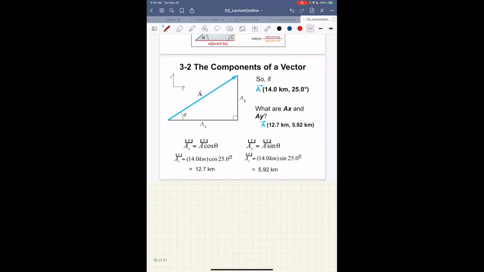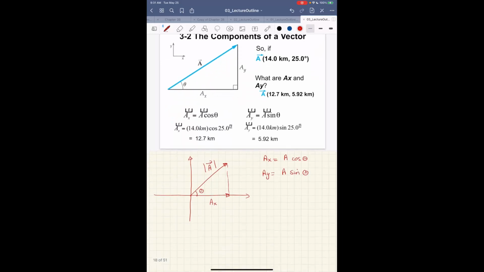If I want to have my vector in general, this is my vector A, and it has a magnitude of A, and this angle here is theta. Then AX is the magnitude times cosine of the angle, and AY is A sine theta.